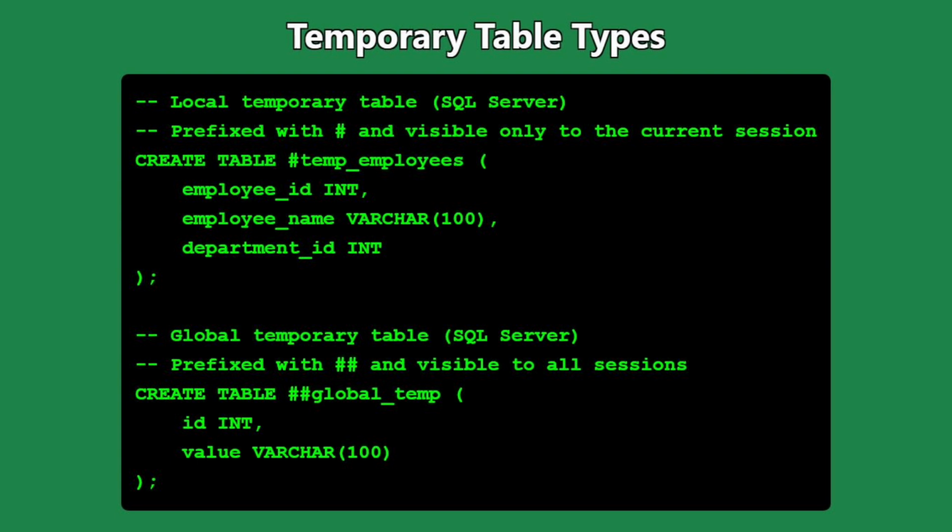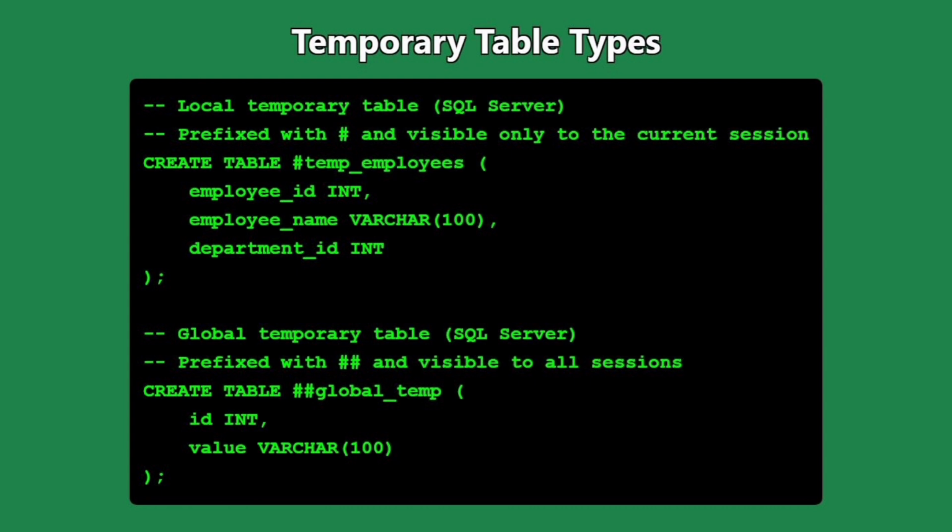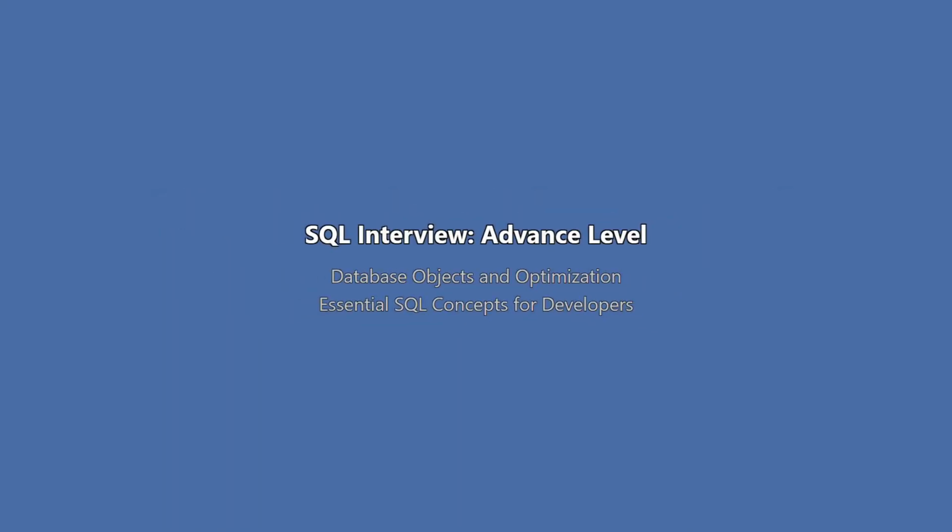Local temporary tables are prefixed with a single hash symbol and are only visible to the session that created them. And global temporary tables use a double hash prefix and are visible to all sessions. They remain available until the creating session and all other sessions end.